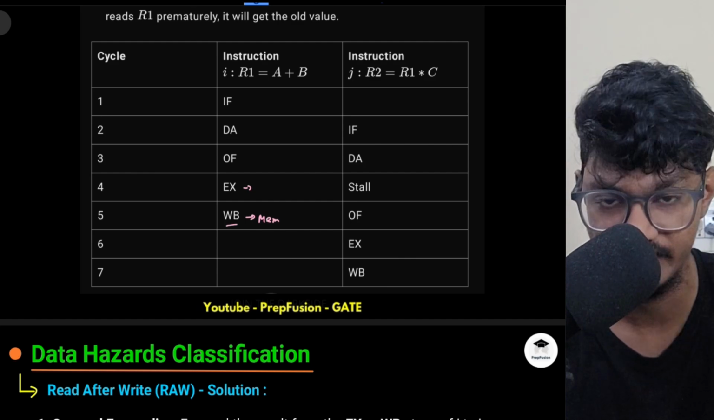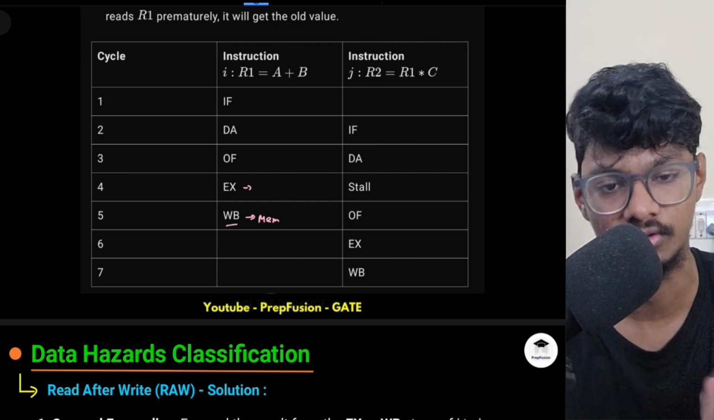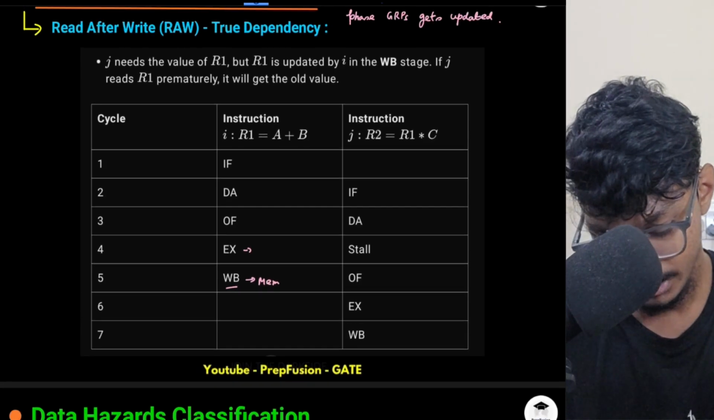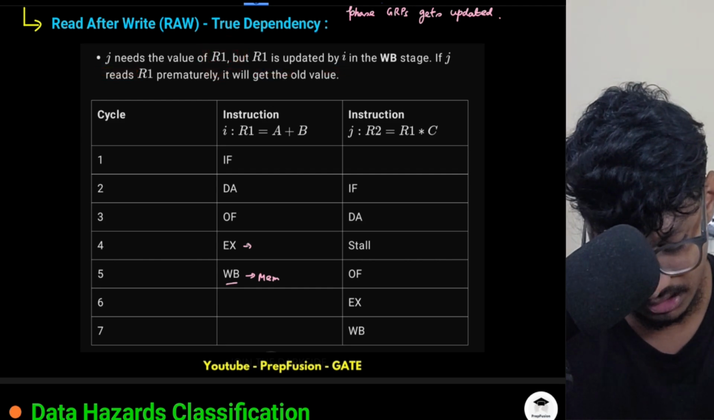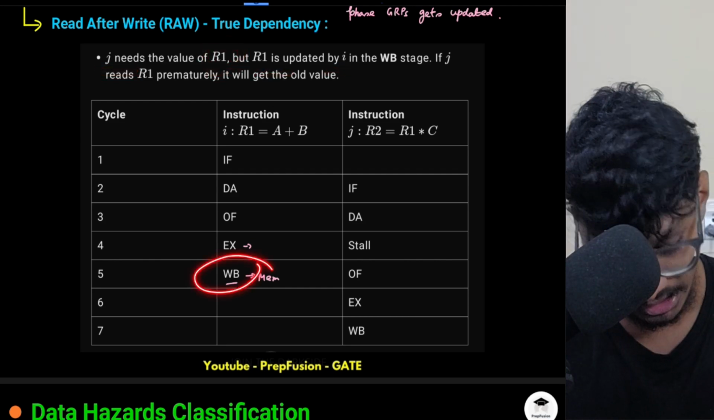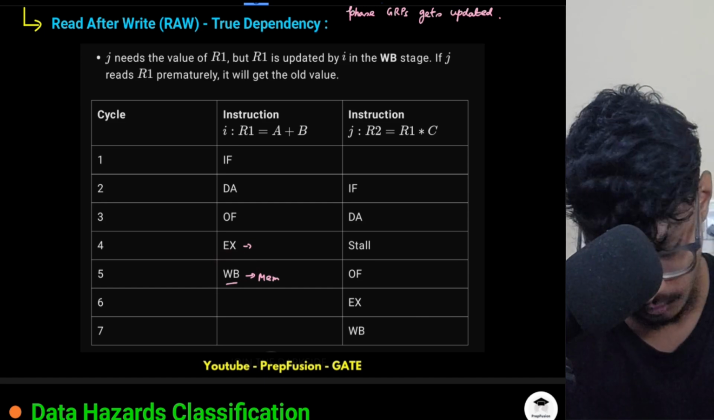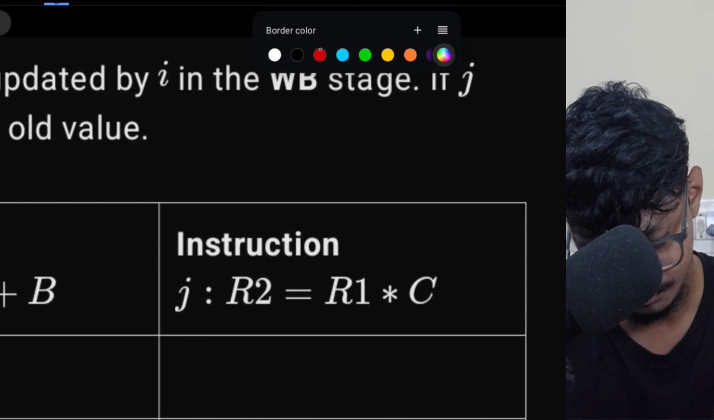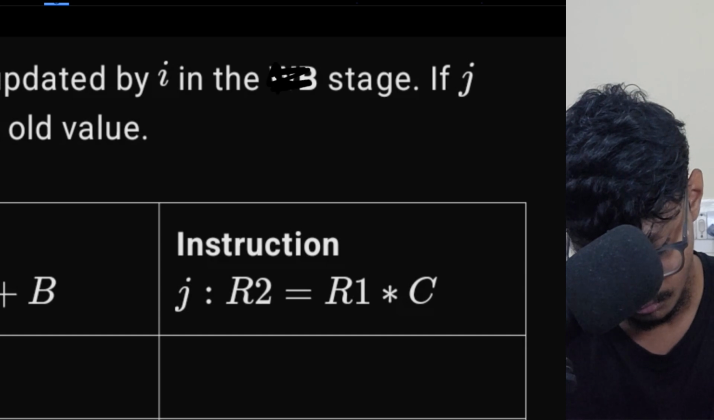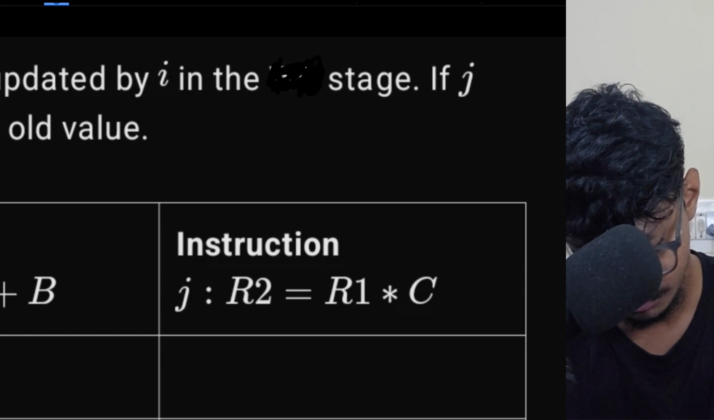In the question it will be given. We'll solve questions, you will see. Don't worry. So here what happens? J needs the value of R1. But R1 is updated, actually not in the write back stage, in the execution stage. That is my assumption. Not in the write back, in the execution stage.